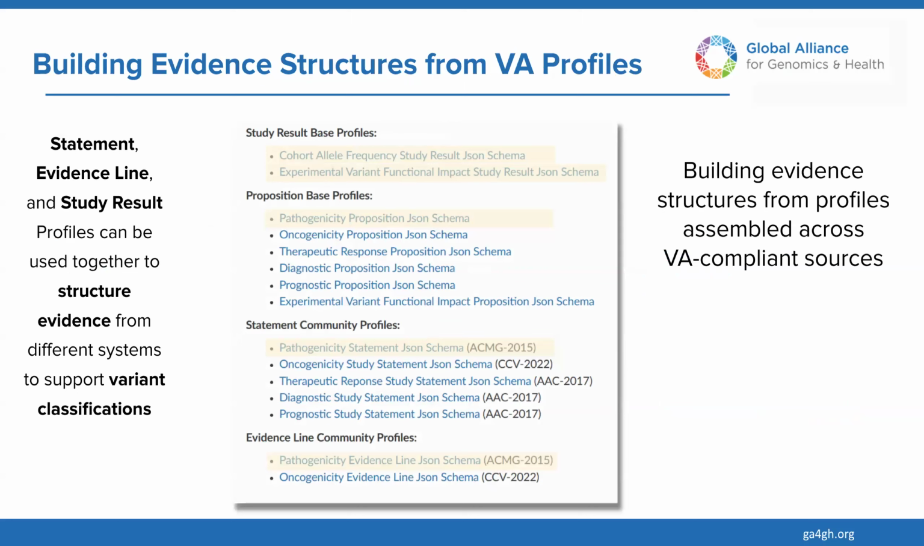And I also want to show kind of a grander vision here of how statement and evidence lines and study result profiles can really be used together to assemble evidence from different systems and structures in support of things like variant classification. So I wanted to highlight that the profiles I'll show in this example are all ones that are released here, highlighted in yellow in the spec that's coming out this month. Next slide.